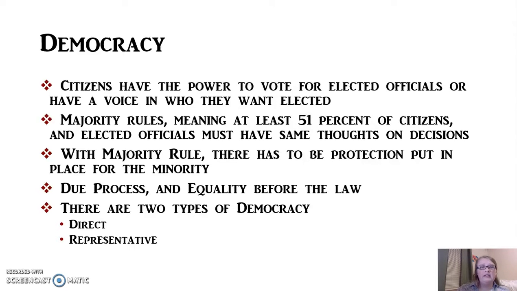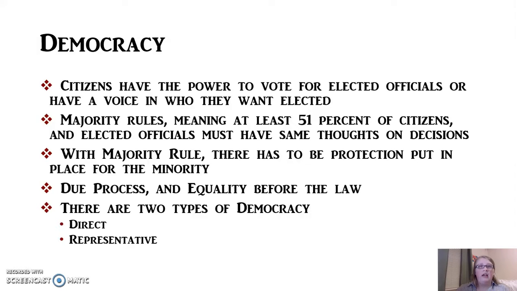A couple concepts of democracy are majority rules. That means when a citizen or elected official goes to vote on a bill or for an office, they at least have to have 51% of people or citizens agree. But with majority rule, you have to have minority rights. Minority rights means you have to make sure that the majority does not take over the minority. That's where a bunch of the Bill of Rights and some of the amendments from the Constitution come into play to protect the minority.